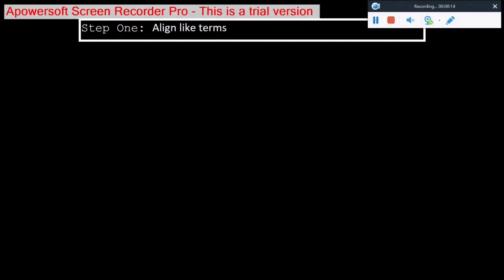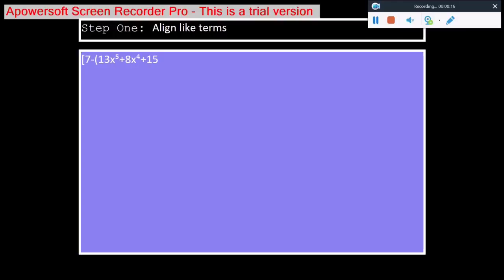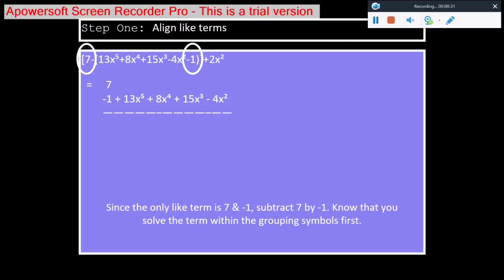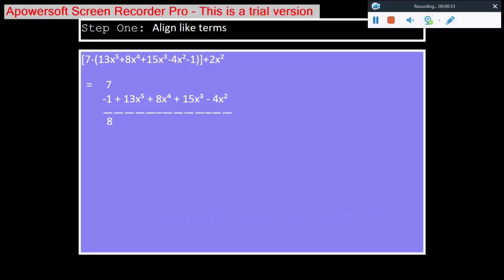So step 1 is to align like terms. So we align the like terms vertically. Since the only like term is 7 and negative 1, subtract 7 by negative 1. Know that you solve the term within the grouping symbols first. Copy the rest of the terms.